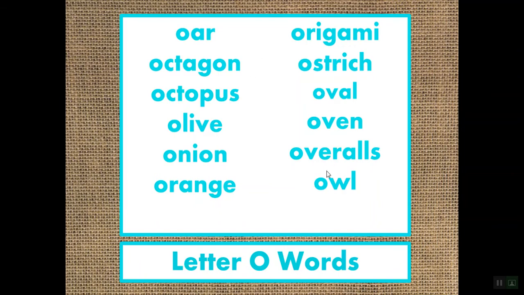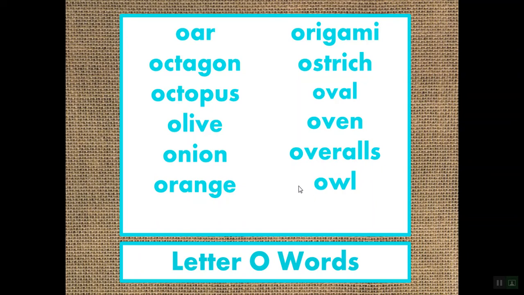Let's check out all 12 again. Say them after me and especially pay attention to the ones that start with that ah sound. Or, octagon, octopus, olive, onion, orange, origami, ostrich, oval, oven, overalls, owl.